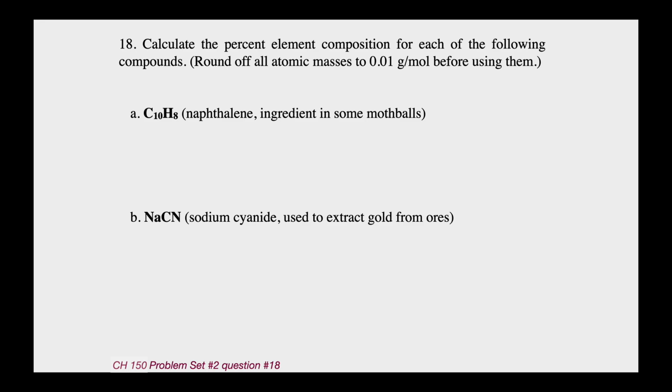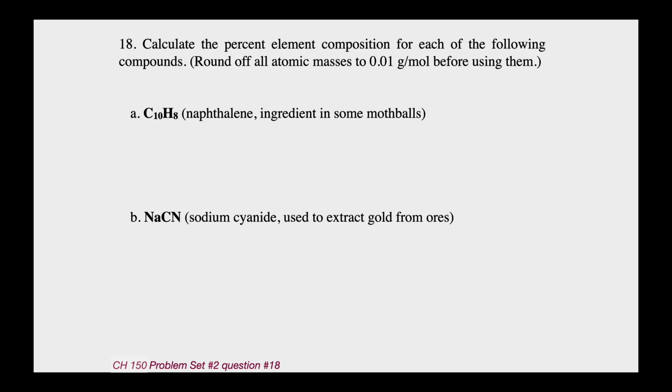The first thing you need to do is find the molar mass. And again, like it says right there, I would find the molar mass to 0.01 grams per mole. Then, whatever the molar mass is, that number is going to go on the bottom. And if you wanted to find, for example, on the first one, percent carbon, you would put the carbons only on the top. So for A, you would go 10 carbons times 12.01, which is the mass of carbon. That number is going to go on the top, and the total molar mass goes on the bottom.